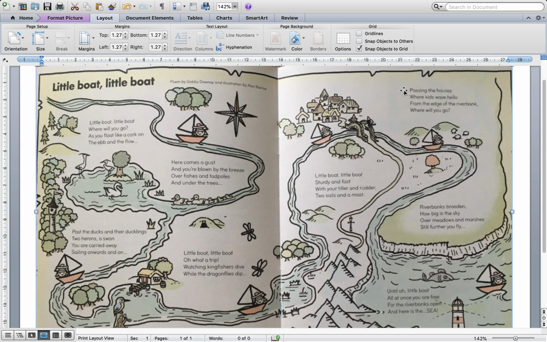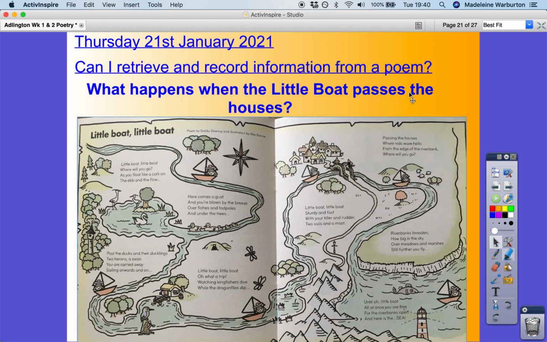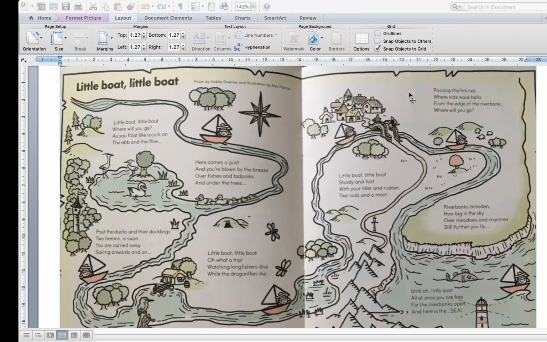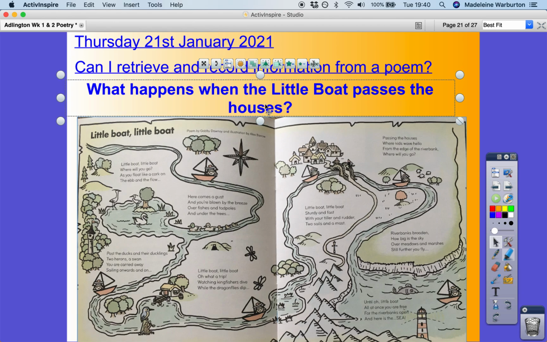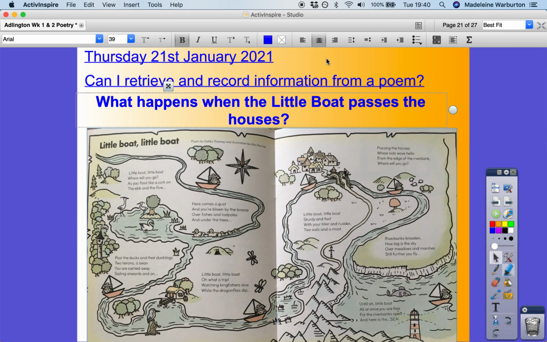What was that question again? What happens when the little boat passes the houses? Passing the houses where kids wave hello. Okay, so the kids wave hello. I've just retrieved that piece of information so I can answer that now. The kids wave hello. The great thing about retrieval is that it's not asking you to make anything up. You're literally lifting it from the text.